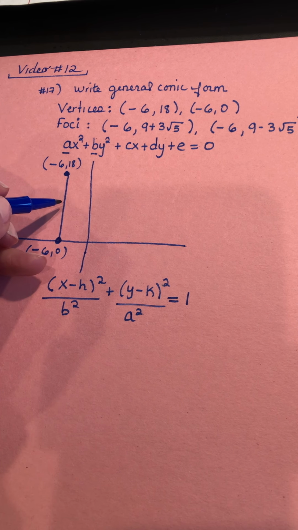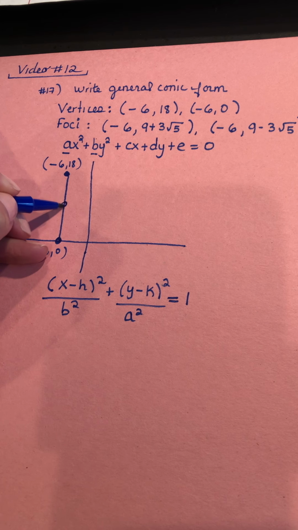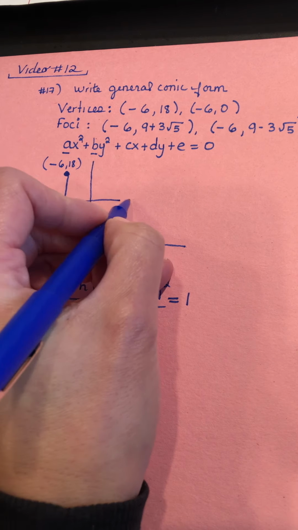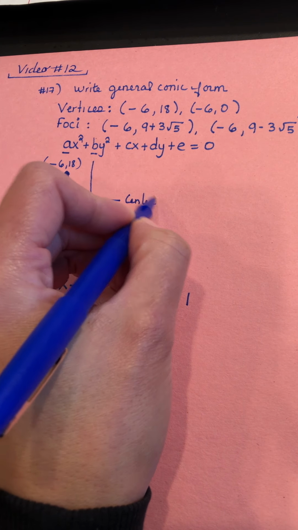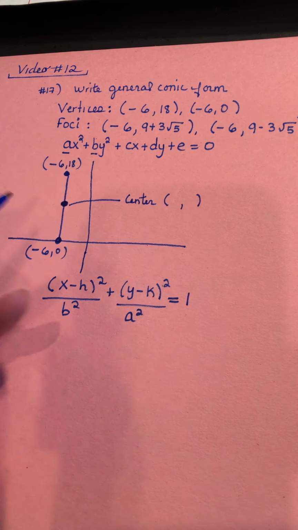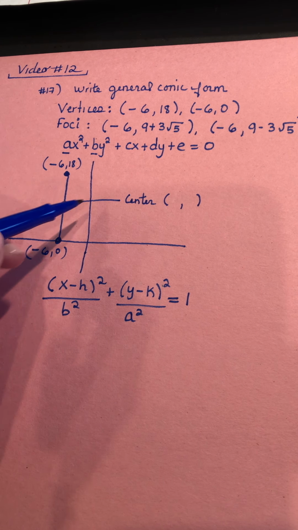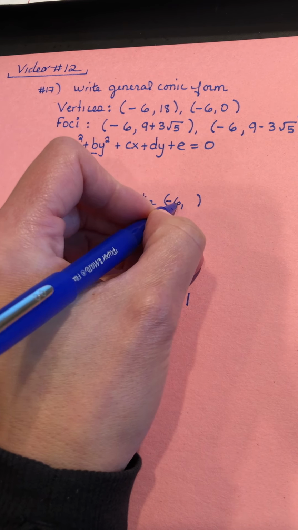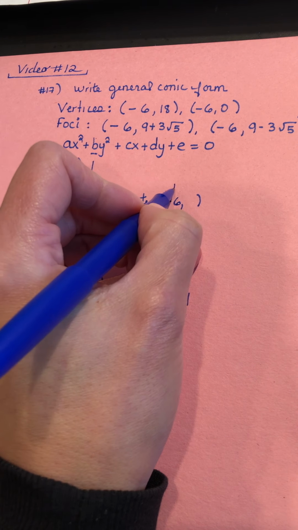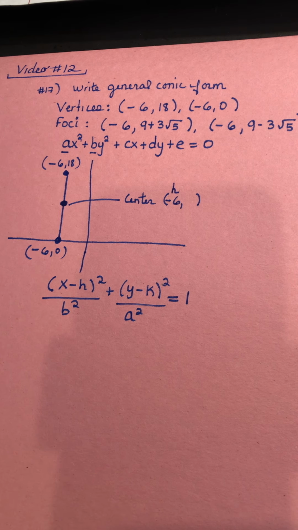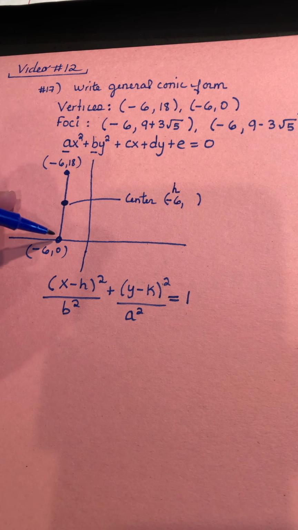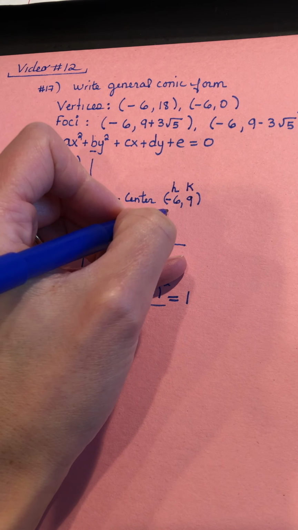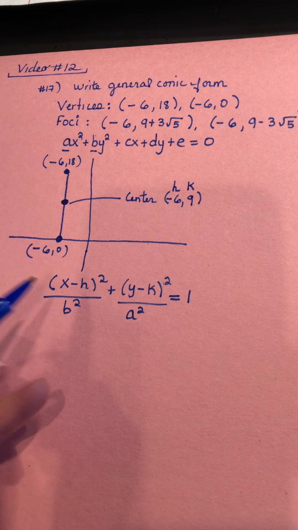Okay, the first thing we need is our center. Remember, the center is exactly in the middle of the two vertices. So I find the center by thinking about, okay, what's the midpoint? Well, if I look, the midpoint between -6 and -6 is just -6. So the h value is pretty straightforward. And the middle of 18 and 0 is 9. So I know that h, k is -6, 9, and I'll fill that in eventually.